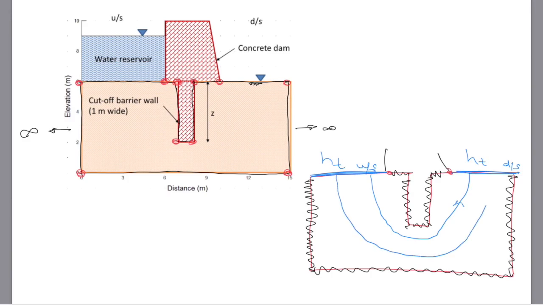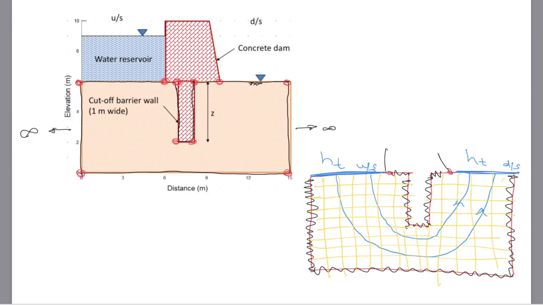So the program will solve this problem by dividing the soil layer into a bunch of elements, and that is why it is called a finite element program. So the finite element program will require one to create the soil domain and define its boundary conditions as shown here in blue and black.